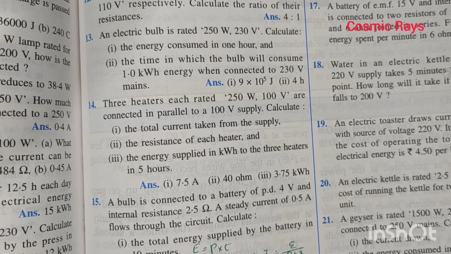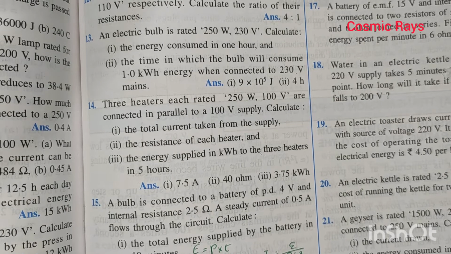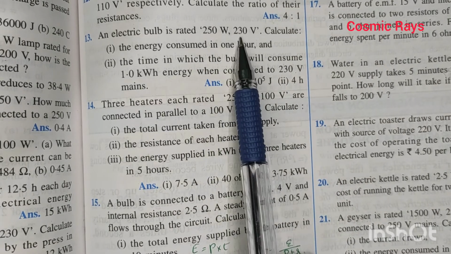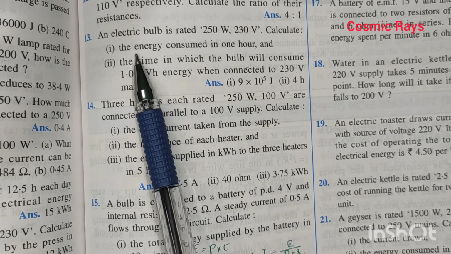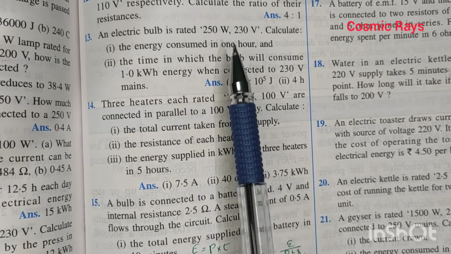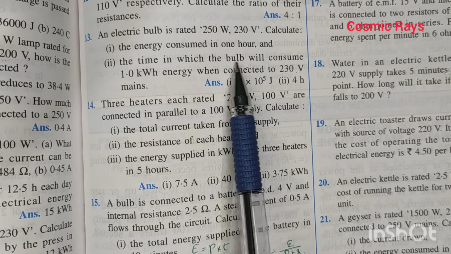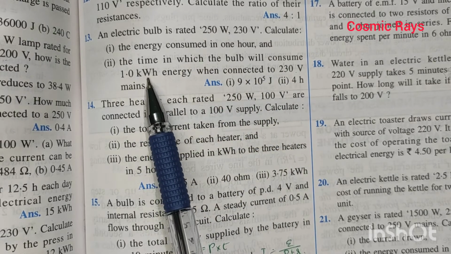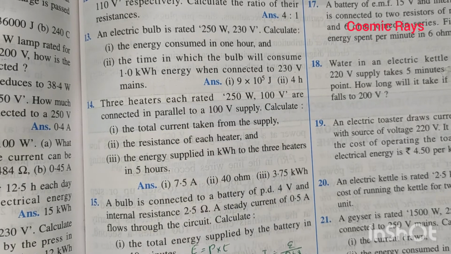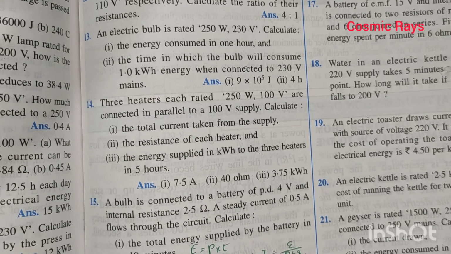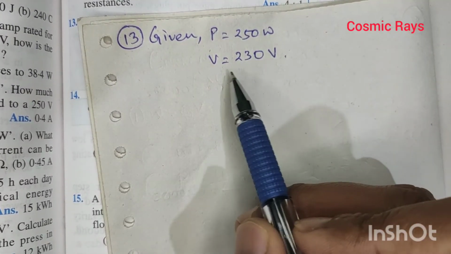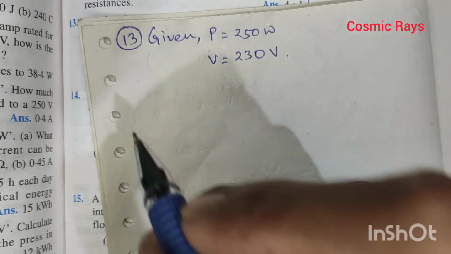After number 12, let's try number 13. It says an electric bulb is rated 250 watt and 230 volts. We have to calculate first the energy consumed in 1 hour, and the time in which the bulb will consume 1 kilowatt hour energy when connected to 230 volts mains. So let's write the given things first. So here we have written the given things. Power is equal to 250 watt and voltage is 230 volts.